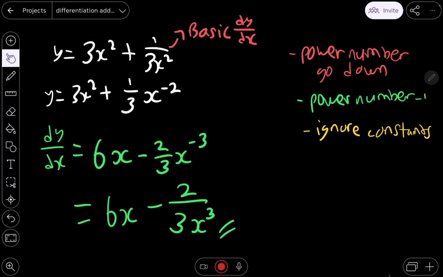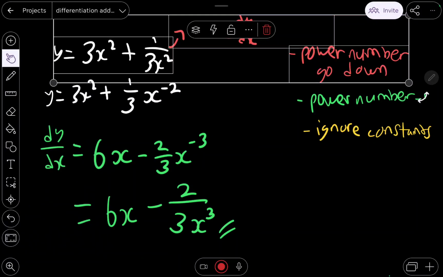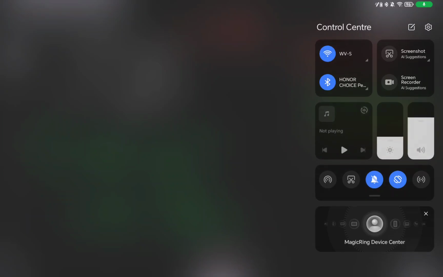So this is how we solve the second question, and now we will do a slightly tougher one where we will include pi.